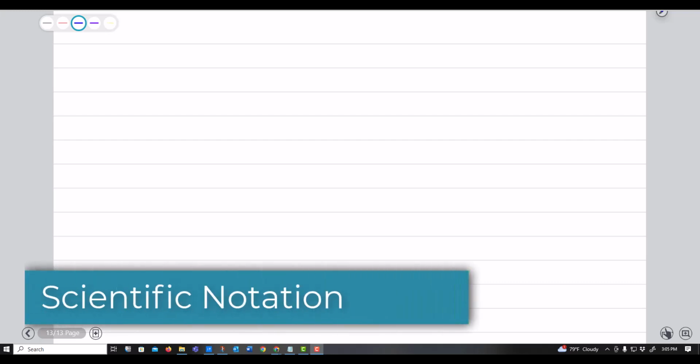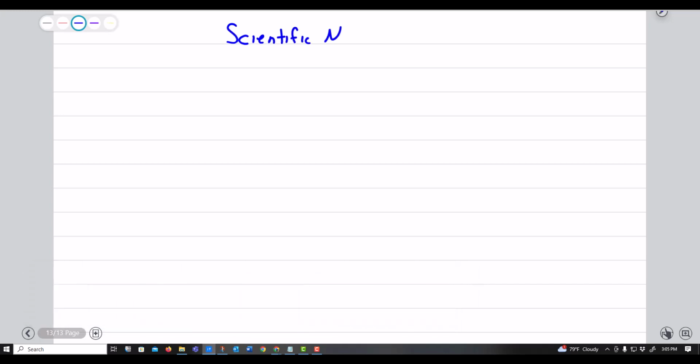All right, scientific notation. Scientific notation is just a way to write a very, very large value or a very, very small value. And you get these a lot. You'll see it in your calculator if the number's too large or too small.